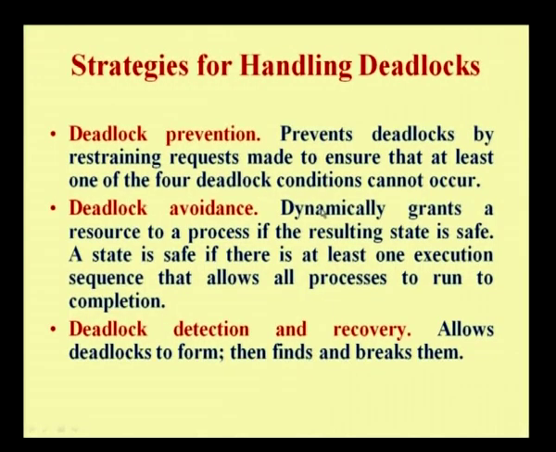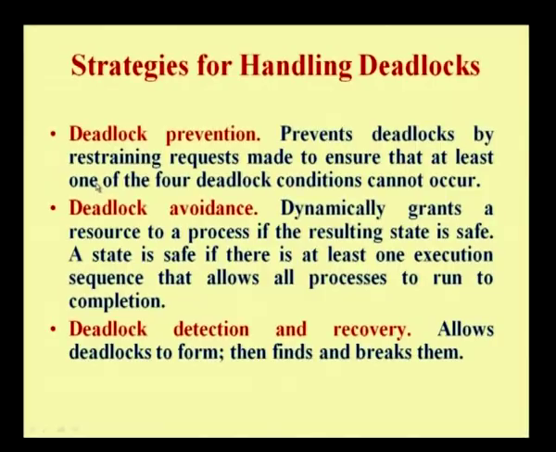How do you prevent a deadlock? Deadlock prevention prevents a deadlock by restraining requests made, to ensure that at least one of the four deadlock conditions cannot occur. What were the four deadlock conditions? We saw four: mutual exclusion, hold and wait, no preemption, and circular wait. So in order to prevent a deadlock, at least one of the four deadlock conditions should not occur.